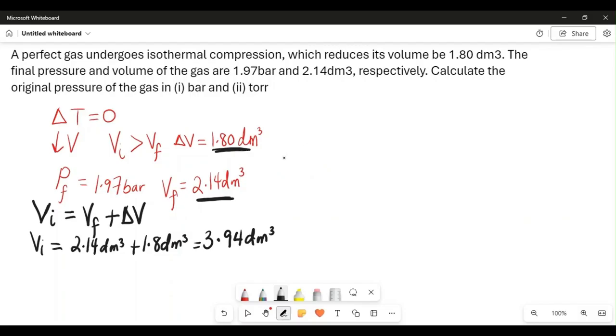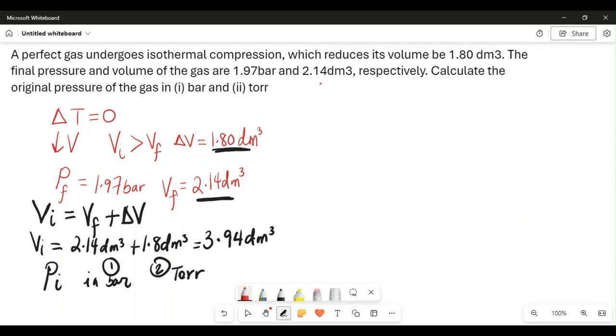So calculate the original pressure of the gas. So we're supposed to solve for the initial pressure in bar. So that's the first question. And then in torr. So what we're just supposed to do is to remember that since this is an isothermal reaction, or isothermal compression, the change in temperature is zero, meaning the temperature is the same all throughout the entire compression process.